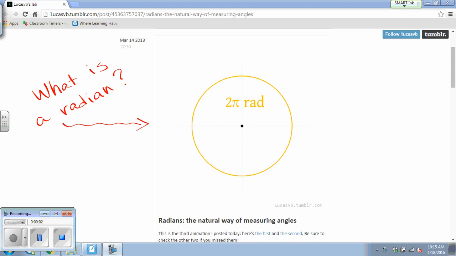This little animation is a great animation that shows you what a radian is. A radian is a different unit of measure for angles. Angles can be measured in degrees, or they can be measured in radians, kind of like inches and centimeters, like one metric. So they're different units of measure. If you have an angle, there are two different ways that angle could be represented.